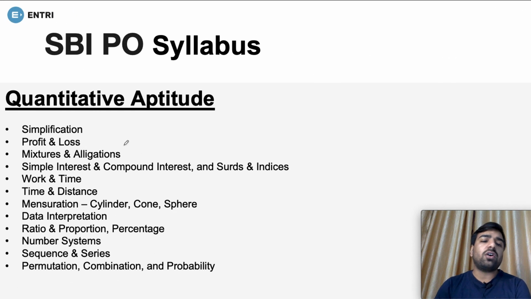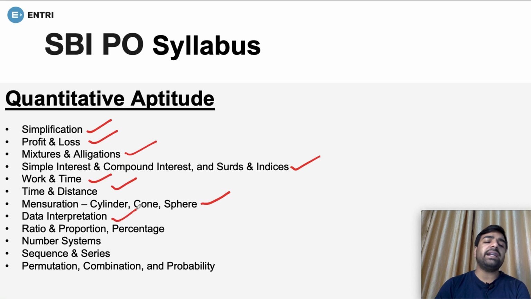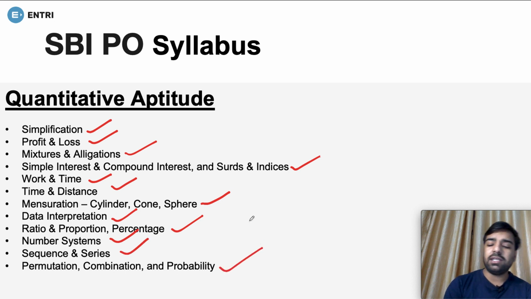Fine. Now talking about quantitative aptitude, it would be simplification, profit and loss, mixture and allegations, simple interest, compound interest and certain indices, working time, time and distance. Then there will be a mensuration part, with the cylinder, cone, sphere, all figures. Then DI, that is data interpretation. Then there is ratio and proportion, percentage. Then number systems, sequence and series, permutation, combination and probability.